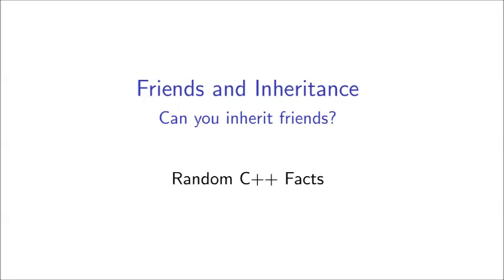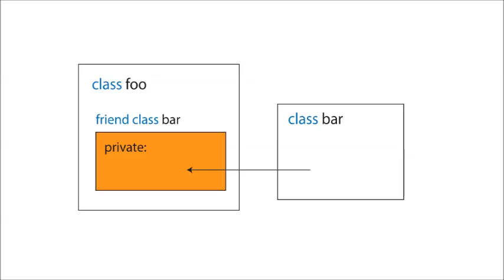In this video, we explore if a derived class inherits the friend property. In C++, you use the keyword friend inside a class to allow a function outside the class or another class to access your private members. In other words, friends can see your privates.